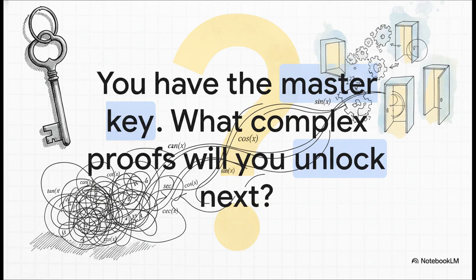So, there you have it. You now have the master key. The next time you see a trigonometric expression that looks like a tangled mess, just remember that one secret: convert everything to sine and cosine. This fundamental skill is the launching pad for all the more complex and, honestly, fascinating proofs that come next. The only question is, what will you unlock with it?